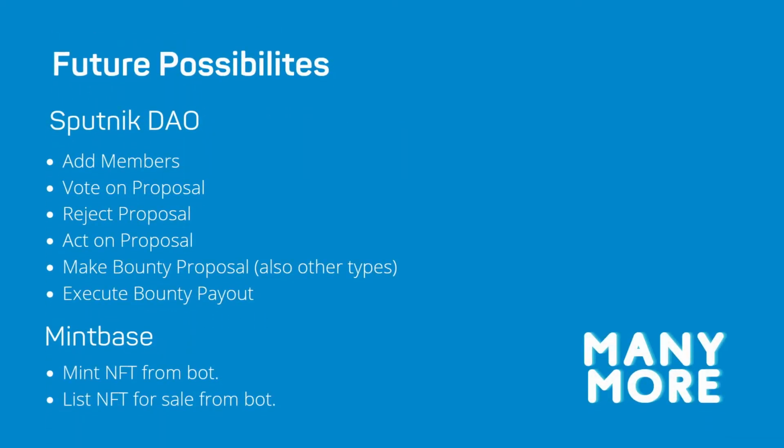Sputnik DAO: currently these commands are not supported, but we can have adding members to the Sputnik DAO, voting on proposals, rejecting proposals, acting on proposals, making bounty proposals and all other different types of proposals, executing bounty payouts, and a lot more. For Mintbase, there's currently no command to mint an NFT from the bot itself, and there's no command for listing the NFT for sale from the bot, but it can be done. And there can be a lot more integrations to the bot. Any protocol that comes on the Near chain will be integratable to the bot.